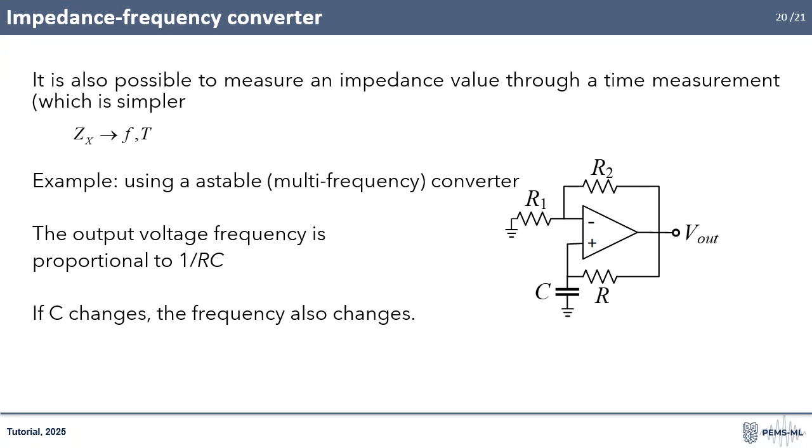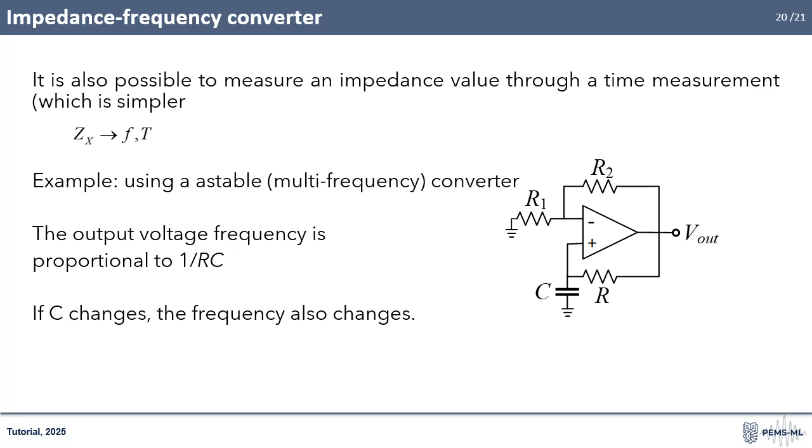Finally, another use case would be an impedance-to-frequency converter, a technique that transforms variations in impedance into corresponding changes in oscillation frequency. Instead of directly measuring voltage or current, the system embeds the unknown impedance inside an oscillator loop, typically involving an op-amp or comparator. As the impedance changes, it alters the oscillation conditions, most often the RC time constant, resulting in an output frequency that tracks the component's value.